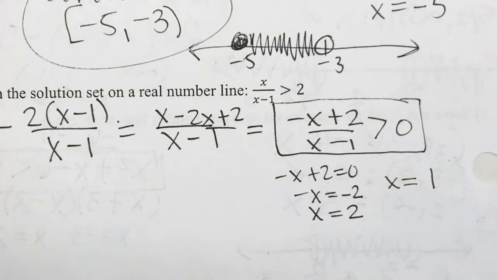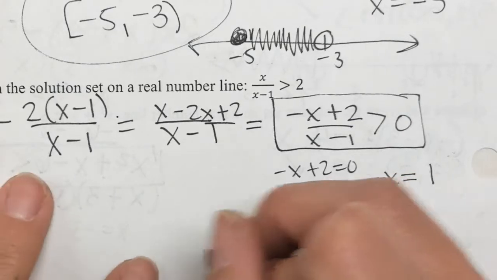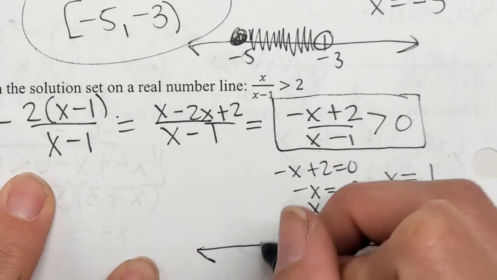Alright, did everybody get that part? Go ahead and copy it down if you did. Any questions about that part? Okay, now I make my number line. What goes first on it? 1, because it's smallest, definitely.